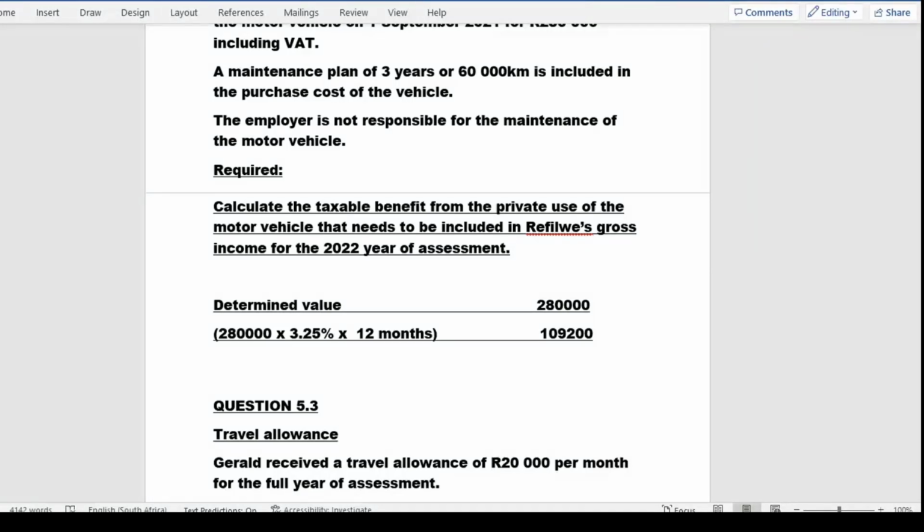And then the other important factor is when was the car given to the employee. It might be given 8 months before the year of assessment.